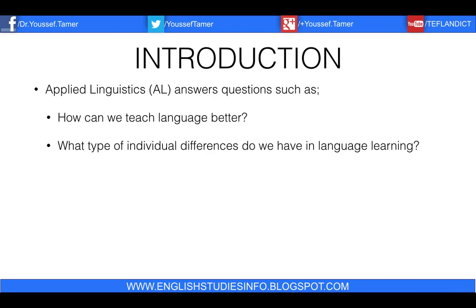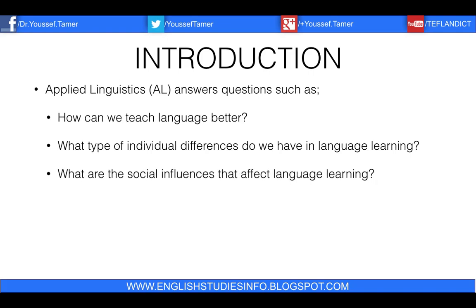So, what type of individual differences do we have in language learning? What are the social influences that affect language learning? And that's why the units we are covering here are organized on this basis. What are the social influences that affect language learning?